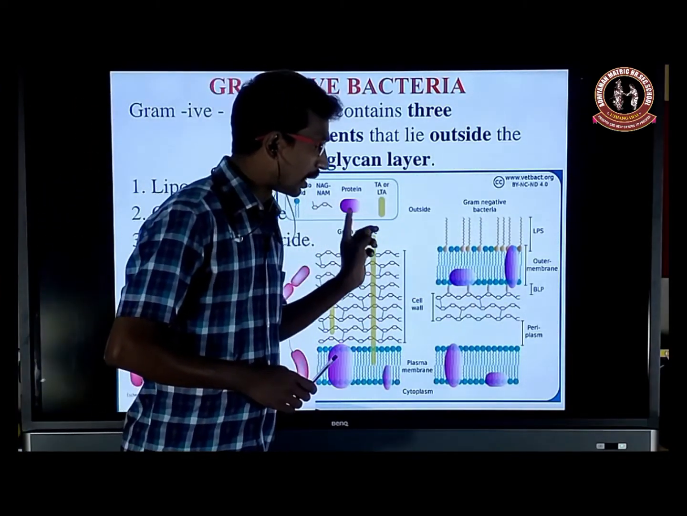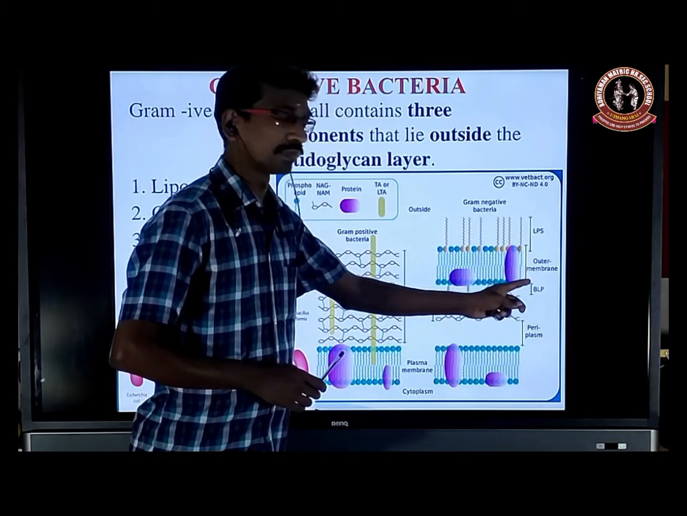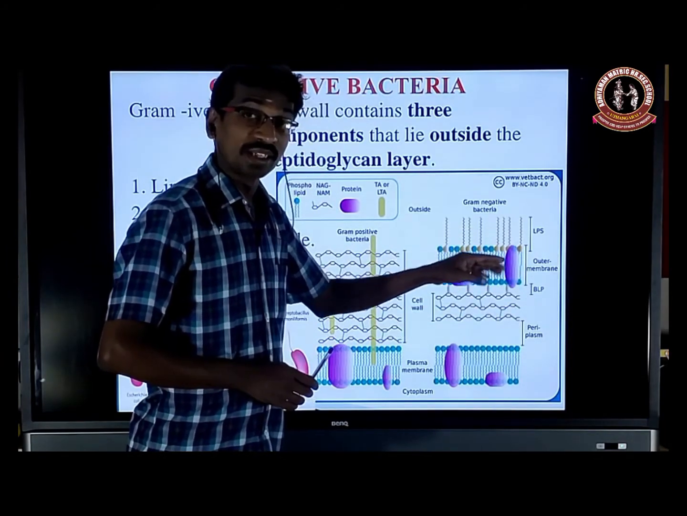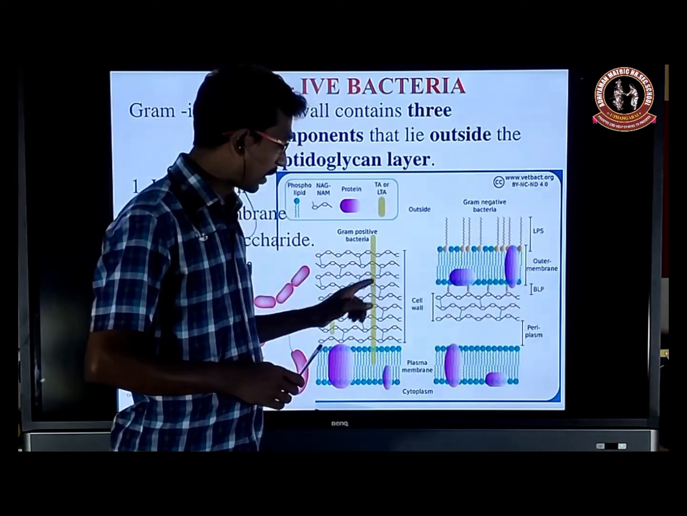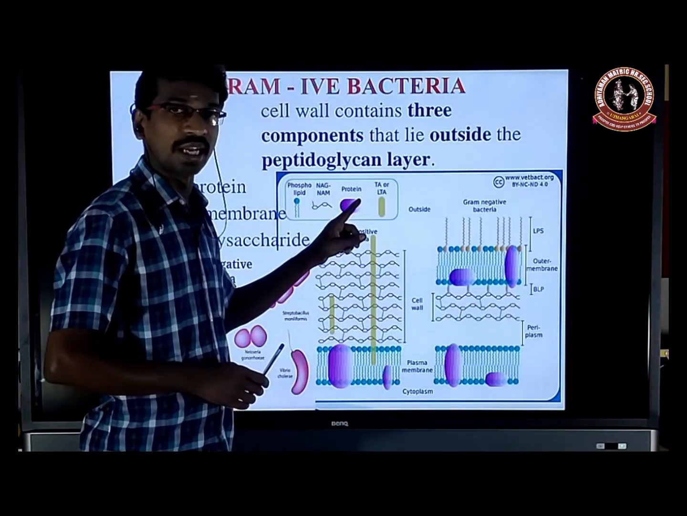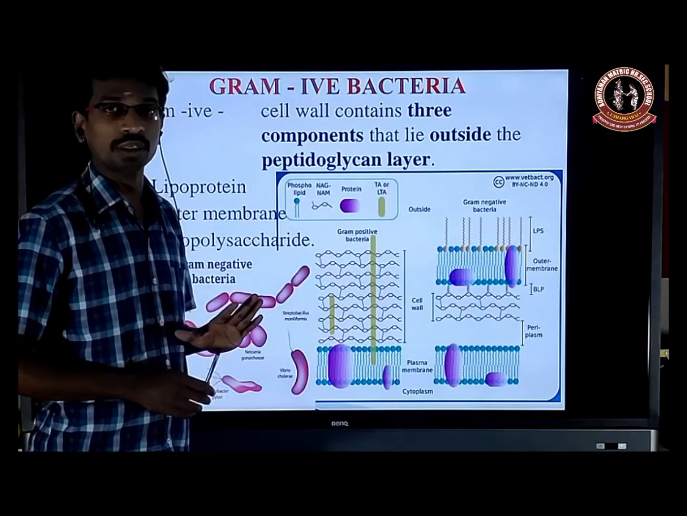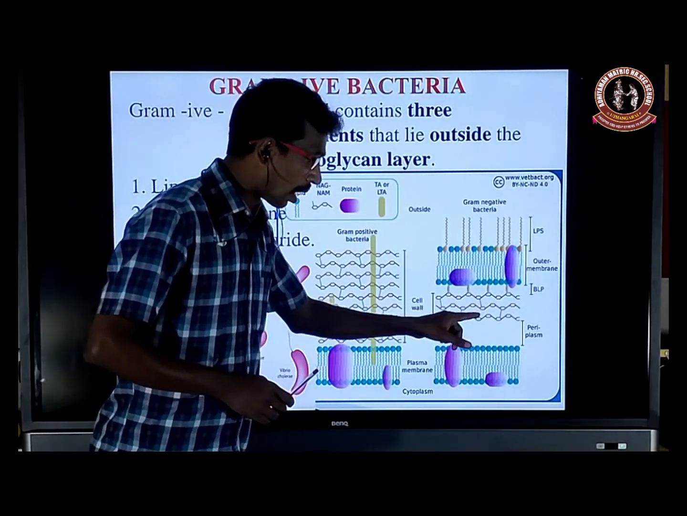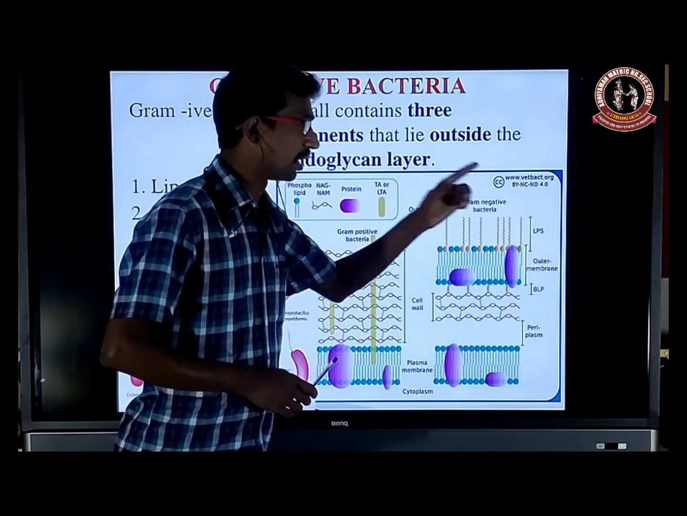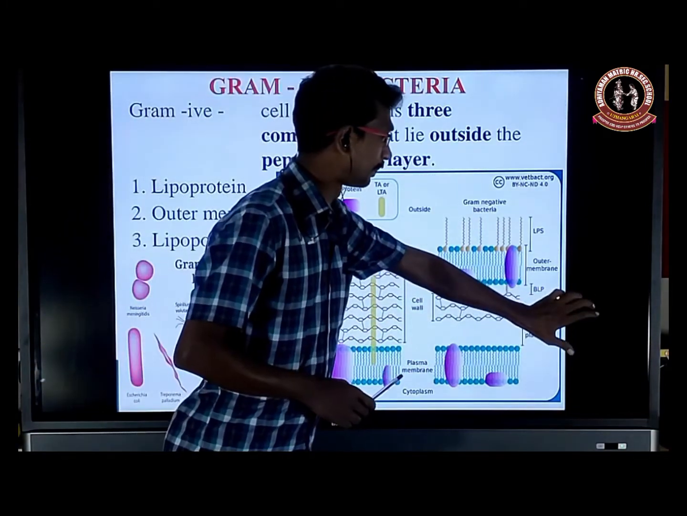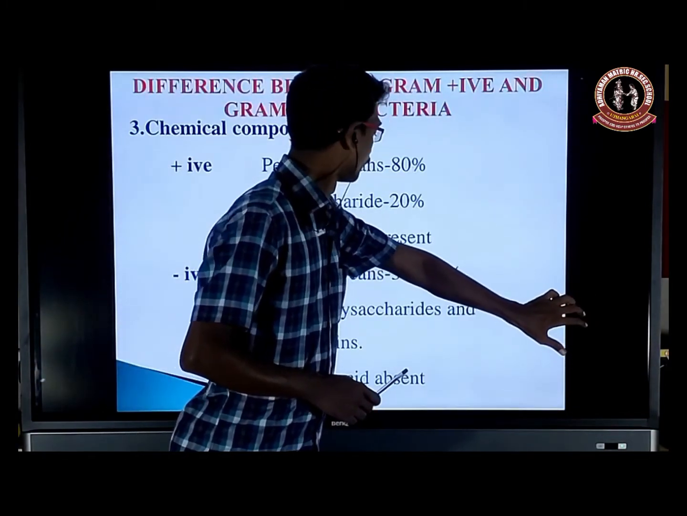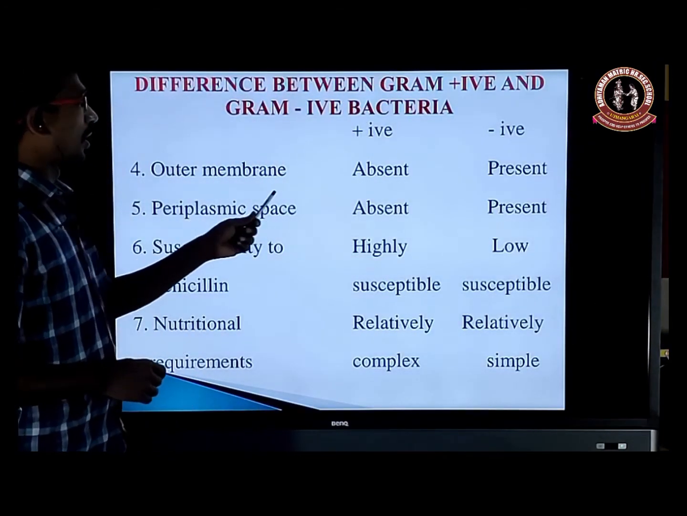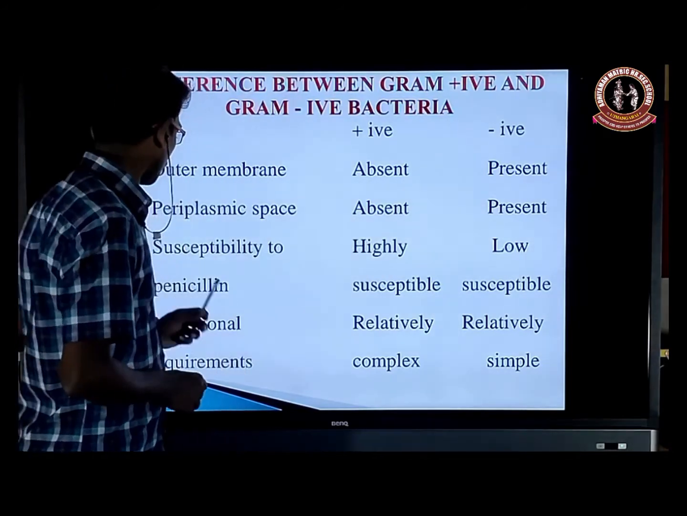And then the different layer is present outer to the cell wall in gram negative. But in gram positive there is no more layer outer to the cell wall. The peptidoglycan layer is outermost. But in gram negative, outer to the peptidoglycan layer, a separate layer is present. Periplasmic space is absent in one and present in the other.